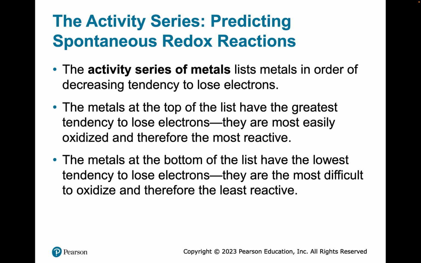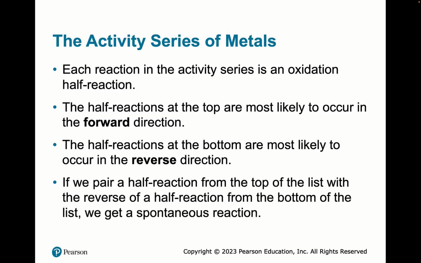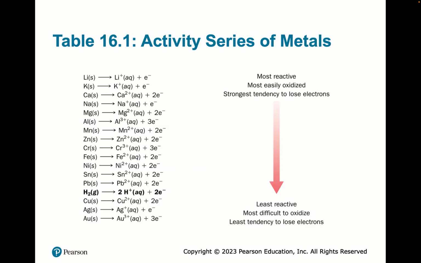The ones on the bottom of the chart tend to be the slowest to lose electrons, and they're the least reactive. The ones at the top are the easiest to react. We're going to show the activity series of reactions. The elements at the top are more likely to go in the forward direction of the reaction, which means they're more likely to be oxidized. The half reactions at the bottom are more likely to go in the reverse direction, meaning the ions are more likely to be reduced. So I'll show you the list here.